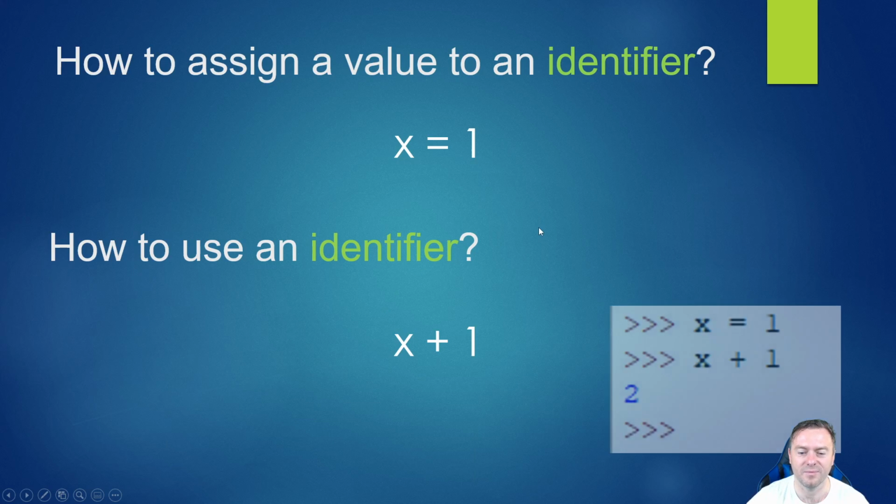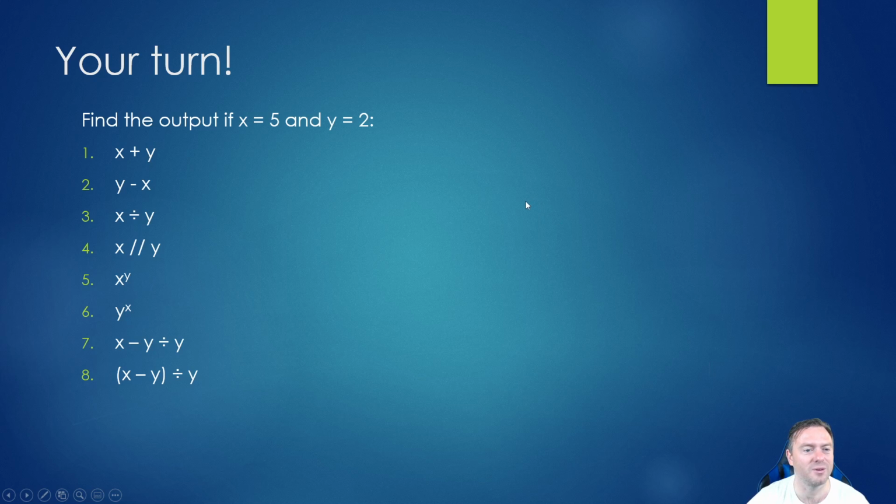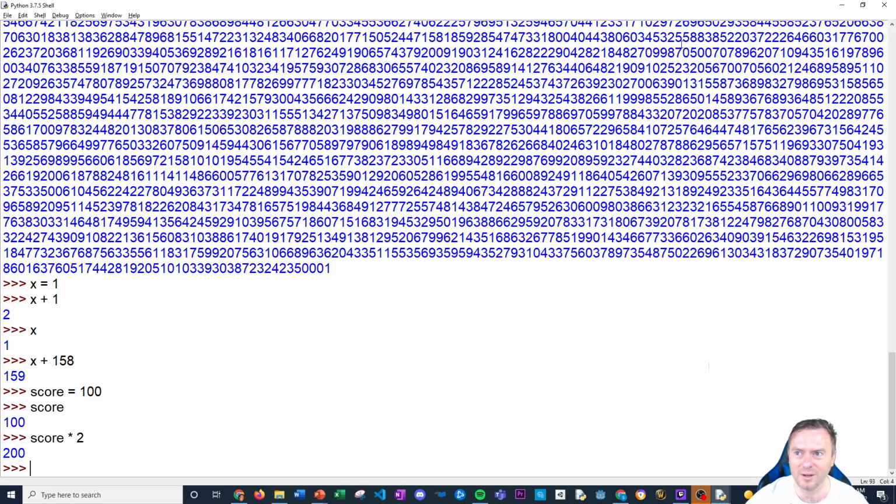Cool, so let's have a go yourselves. Okay, so your turn is find the output if x is equal to 5 and y is equal to 2, fill in the gaps. So just pause the video there and have a go. So type those numbers in, fill in the blanks and see what happens. Excellent, welcome back. So we're gonna keep going.